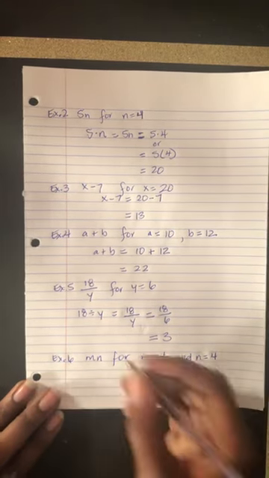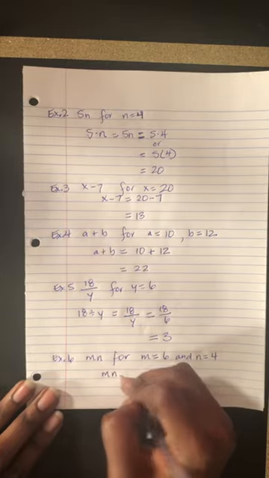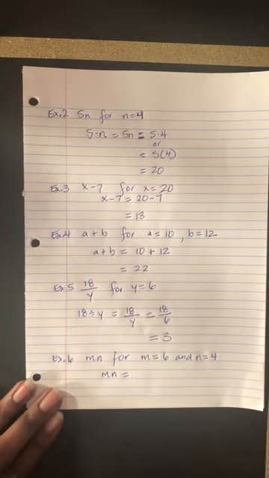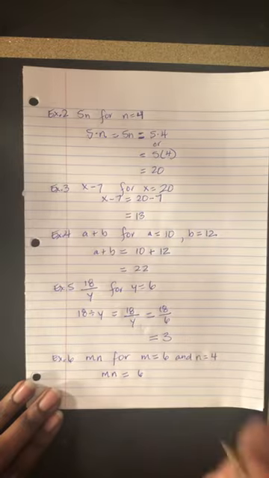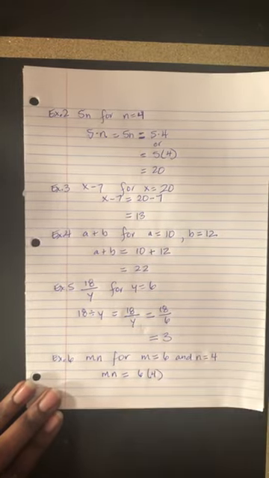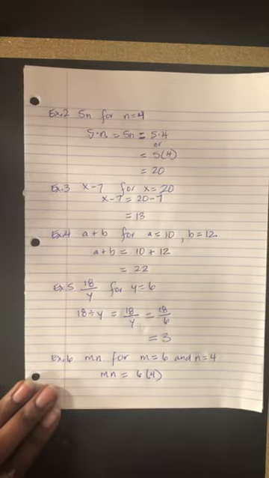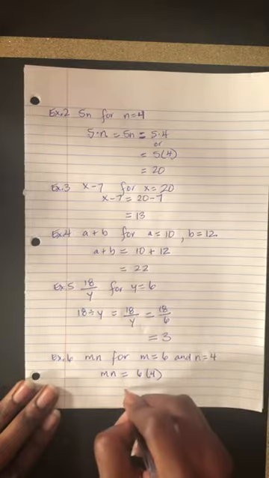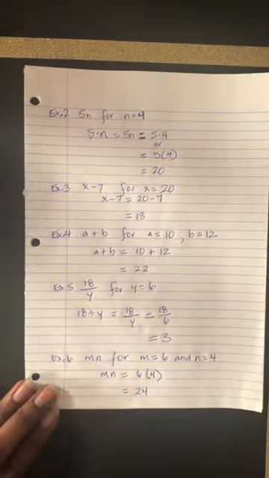So I'm going to rewrite the problem. M times n is equal to, my m is 6. So I take the m out, replace it with a 6. My n is 4. I remove the n and replace it or substitute it with a 4. And now I calculate. So 6 times 4 is 24.